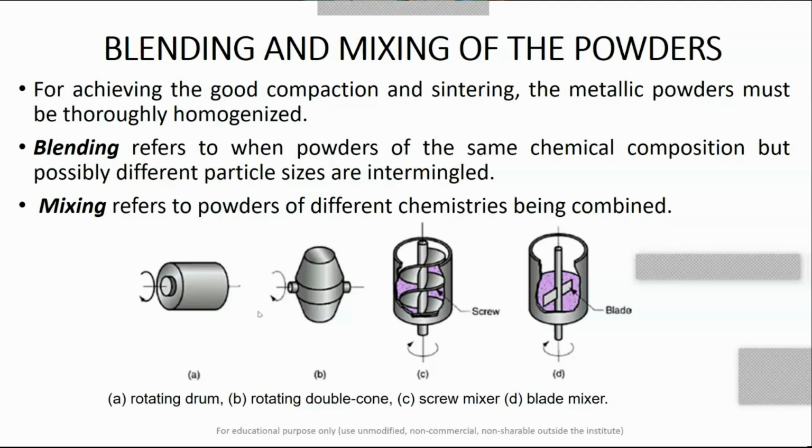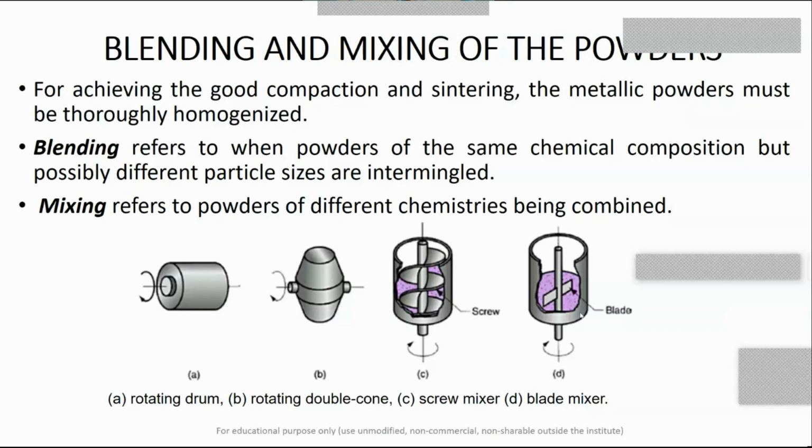So these four types of configurations are used for your application, and all have different performance and purity, or you can say the quality of the mixing, and all are of different price range. So the screw type will be much costlier as compared to the rotating drum type or rotating double cone type arrangement.